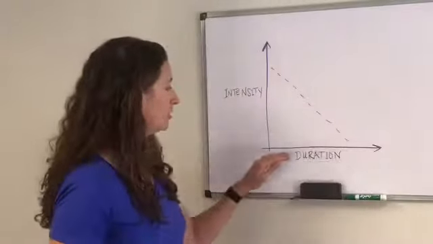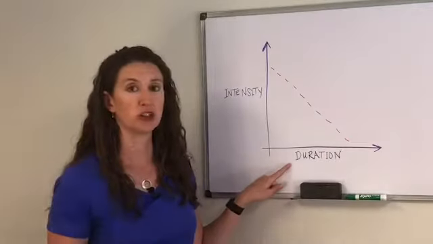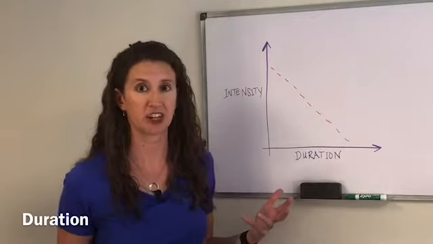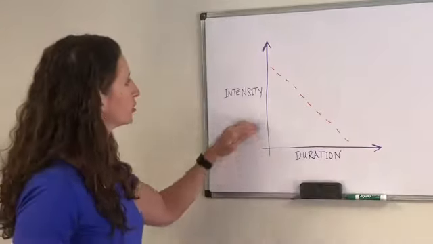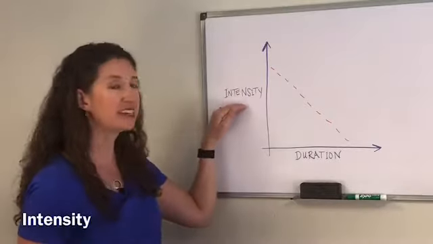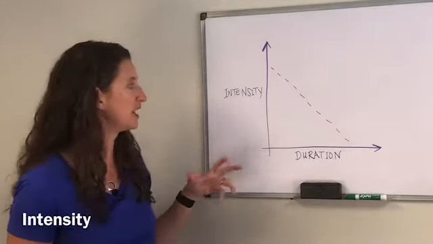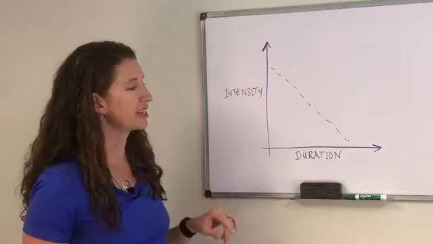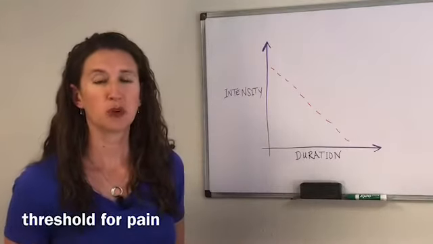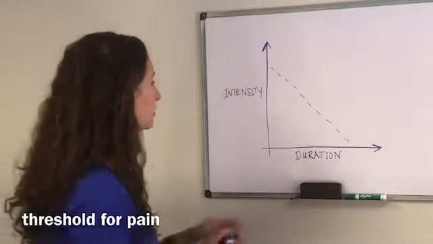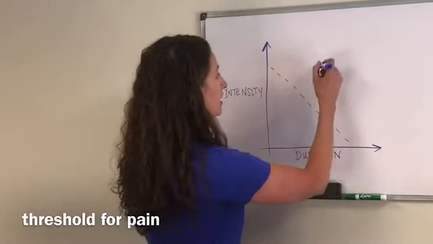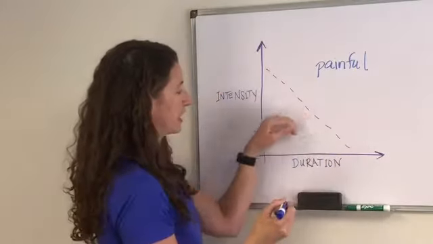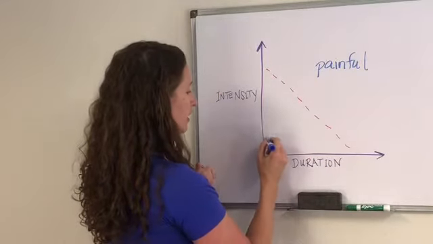The horizontal line on the graph represents duration of an activity or an exercise, so how long the activity or exercise lasts. The vertical line represents the intensity of the activity or exercise, how hard it is to complete. And the dotted line represents the threshold for pain. So any activity or exercise that falls above the dotted line is painful. Any exercise below the dotted line is pain-free.